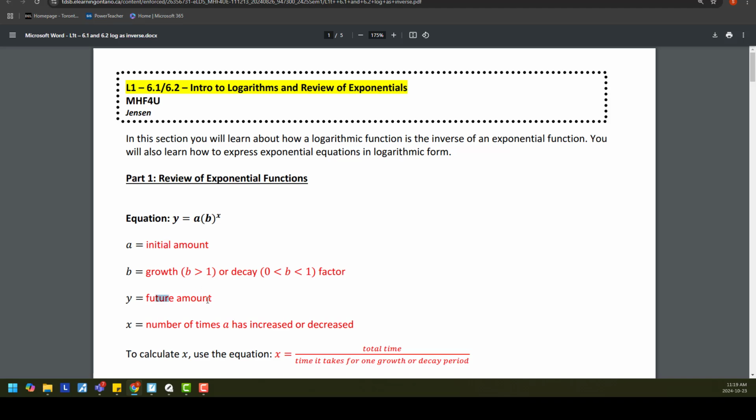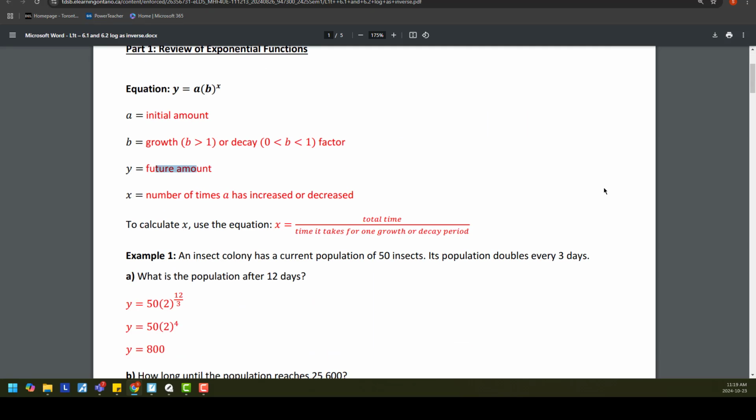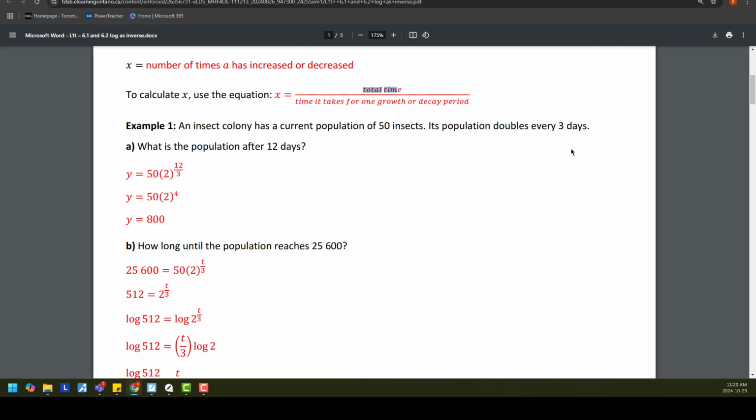a is your initial amount, y is your future amount, and x is the number of times a has increased or decreased. x is your total time divided by the time it takes for one growth period or decay period. So this is usually in terms of half-life or, if it's growth, then population growth.